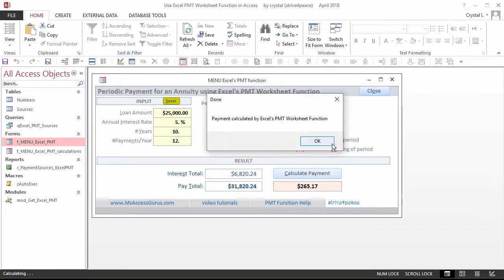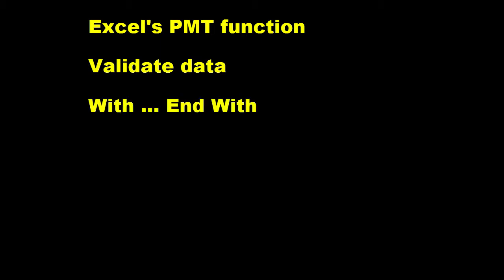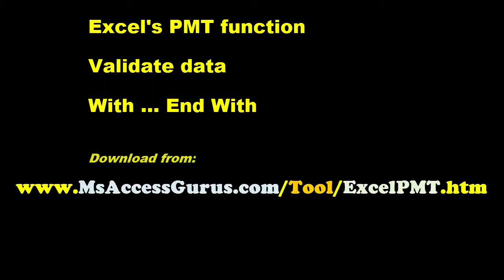In summary, you've had an in-depth review of Excel's PMT function. You've seen how to use an Excel worksheet function in Access. You saw how to validate data so bad information is trapped. You learned about using With and End With so code performs better and is easier to read. Get the free download. It's a cool tool, and you have the source code so you can see exactly what is happening and change it if you wish and learn.